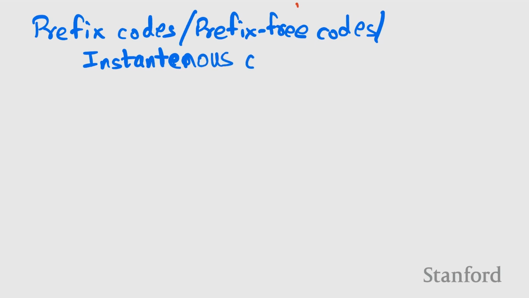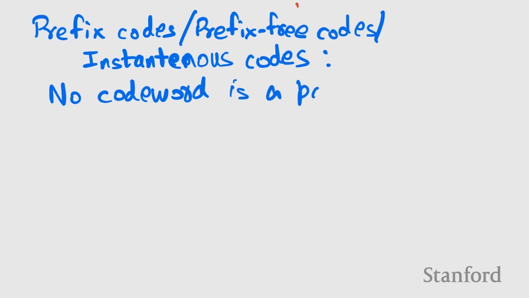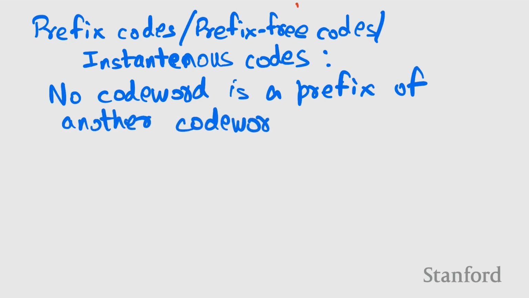Okay, figure it out. Instantaneous codes, right? So no code word is a prefix of another code word. Right, stop me if you don't follow.